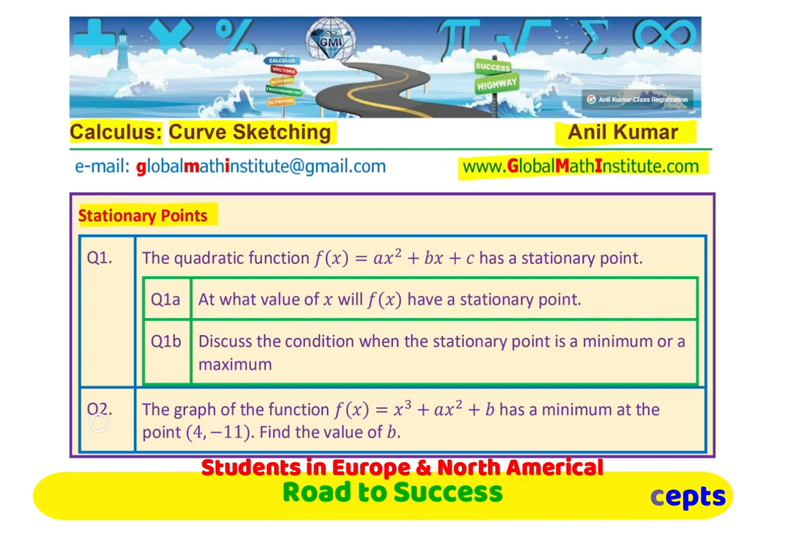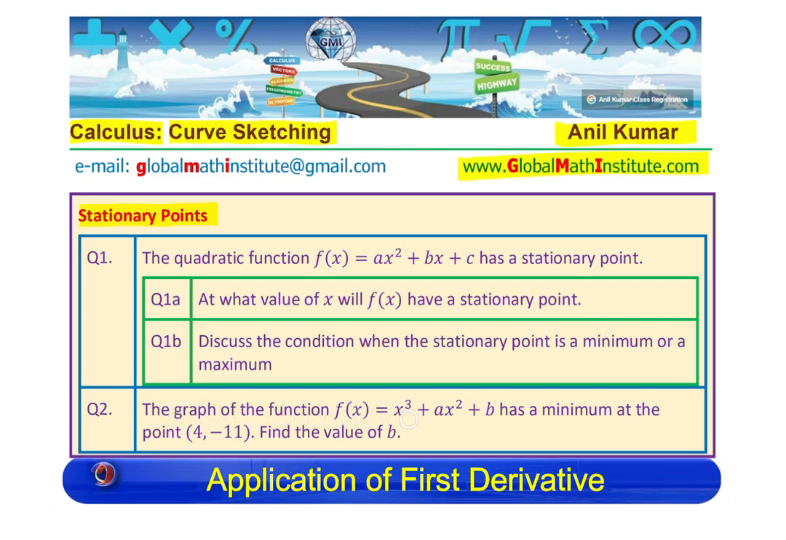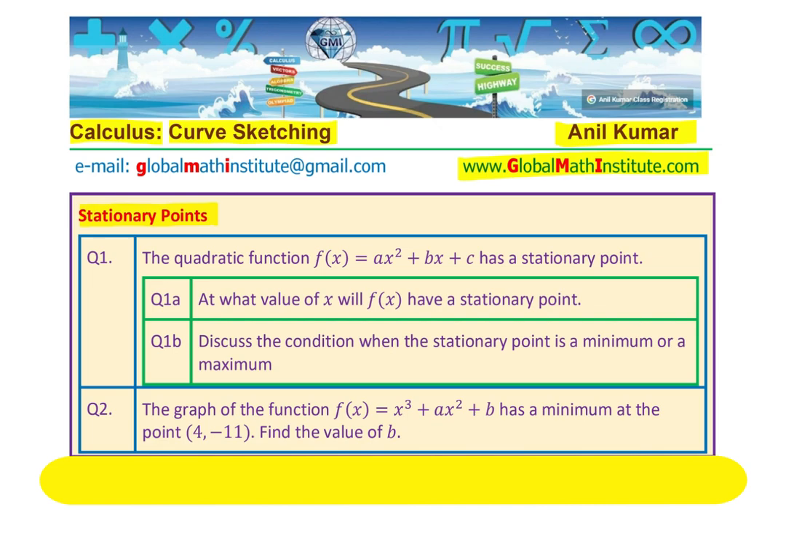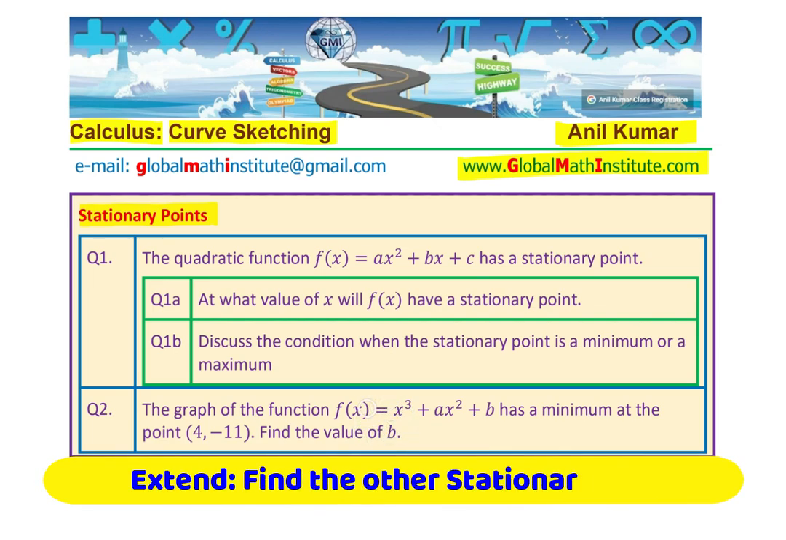And question number 2 is, the graph of the function f of x equals x cubed plus ax squared plus b has a minimum at the point (4, -11). Find the value of b. You can actually extend this question and also find the other stationary point, right? So that could be an extension to this.